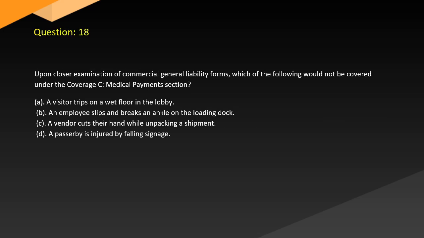Question 18. Upon closer examination of commercial general liability forms, which of the following would not be covered under the Coverage C medical payments section? A. A visitor trips on a wet floor in the lobby. B. An employee slips and breaks an ankle on the loading dock. C. A vendor cuts their hand while unpacking a shipment. D. A passerby is injured by falling signage.